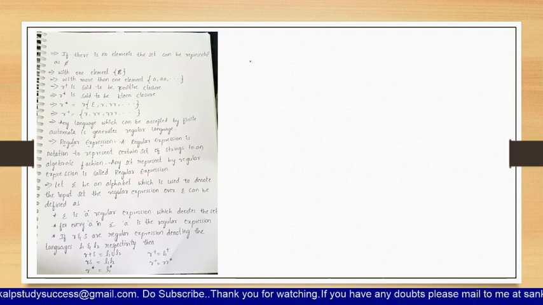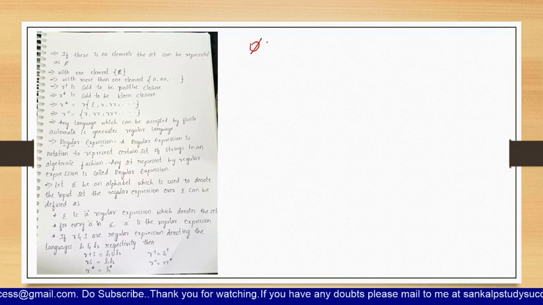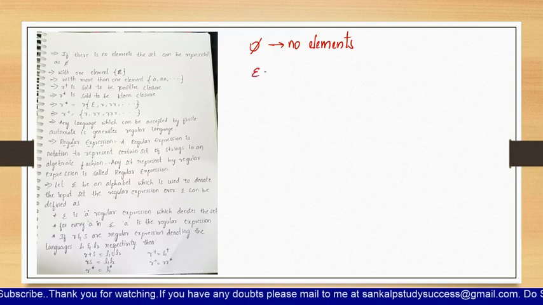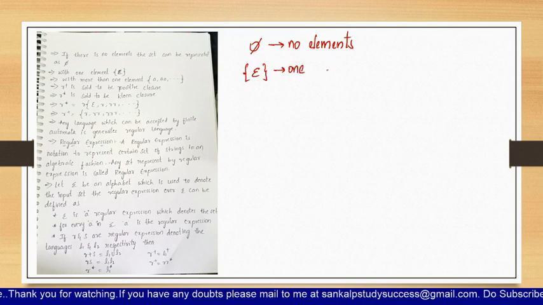or set of integers. See, if there are no elements, then the set can be represented by using phi. So phi represents that there are no elements in the set. So 0 elements, that means no elements. Then if there is only one element, then we will denote it using epsilon, which says that a set consists of only one single element, which is nothing but epsilon.